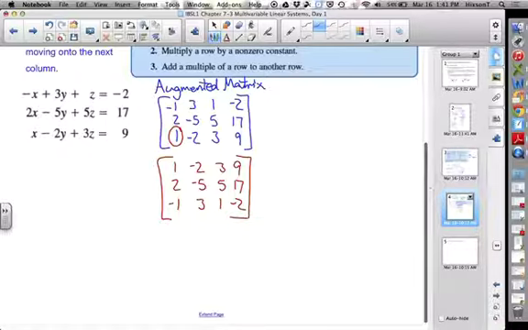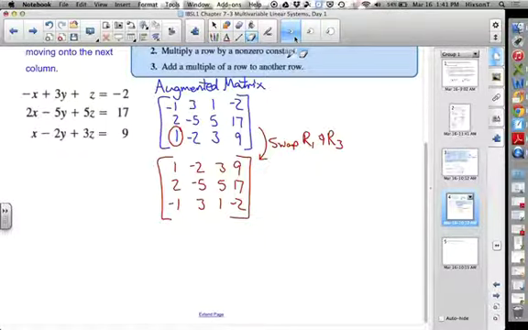Okay? Swap R1 and R3. Okay? Interchange them, right? You switch them. I switched them. Yeah. Swap, switch. Okay? So now I have my 1 in place.